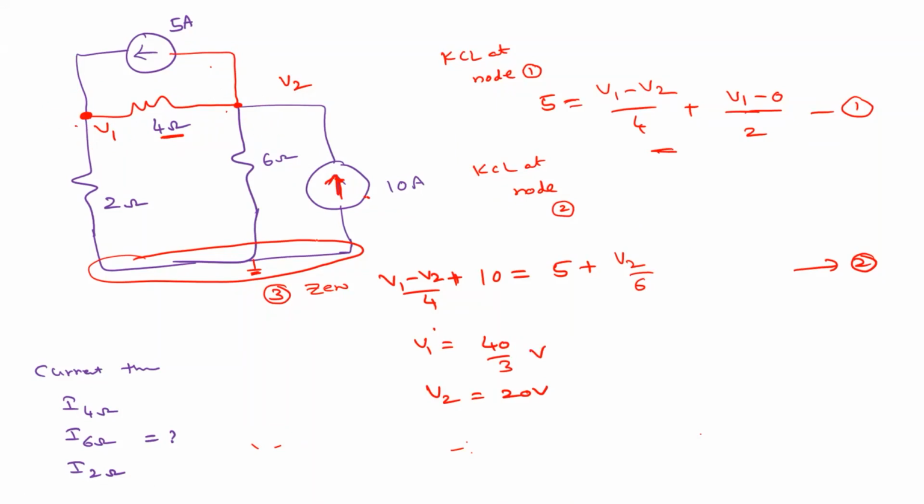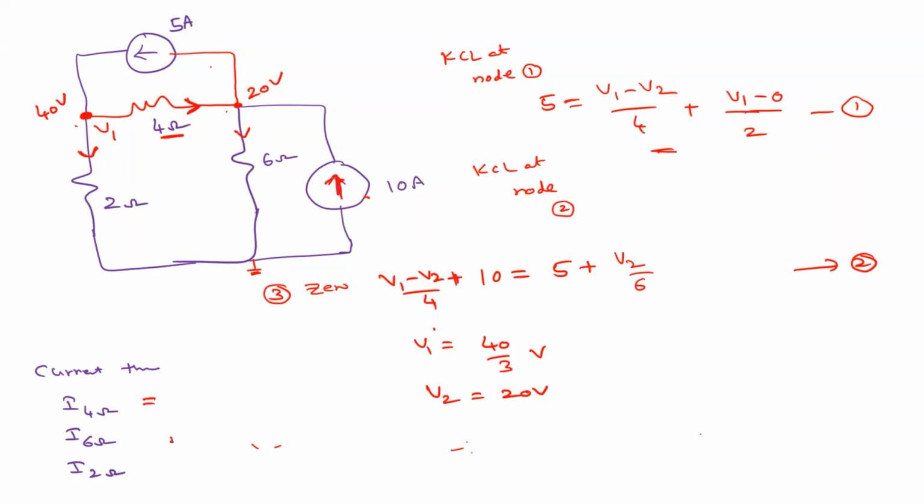Right. So what you obtained here, this V2 is 20 volts. That means this voltage is 20 volts and this is 40 volts. Okay. Now the question: for example, this is 6 ohm and this is 2 ohm, right? So now tell me, what is the current through this 4 ohm resistor?